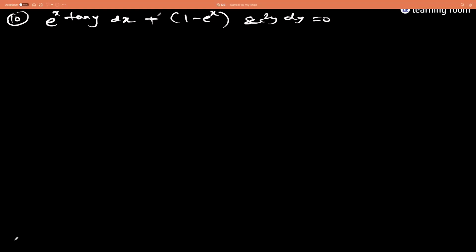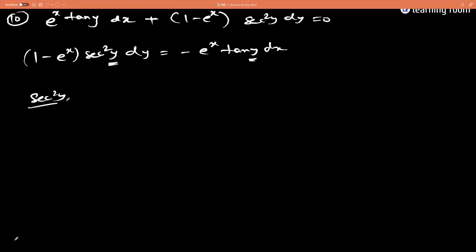Okay, so how to solve this? If we rearrange the equation, we can have 1 minus e power x into secant square y dy is equal to minus of e power x into tan y dx. Right? So here you have y, here you have x. So we'll bring it to the left hand side. So secant square y divided by tan y into dy is equal to minus e power x divided by 1 minus e power x times dx.